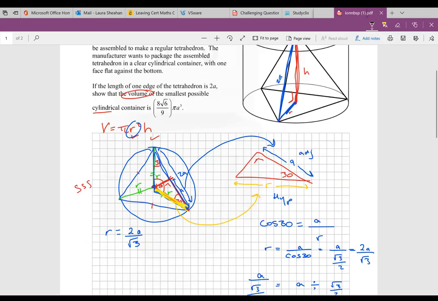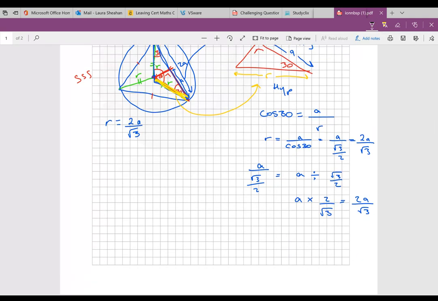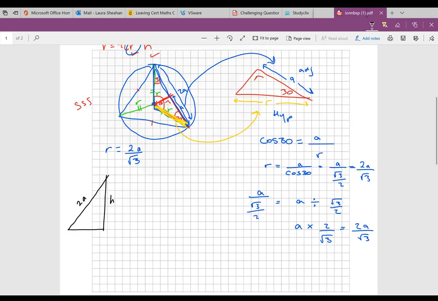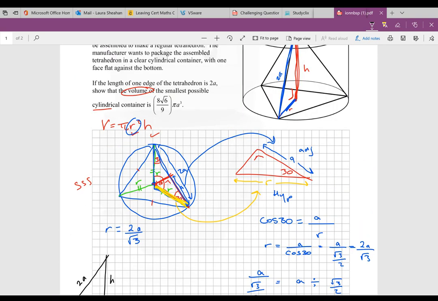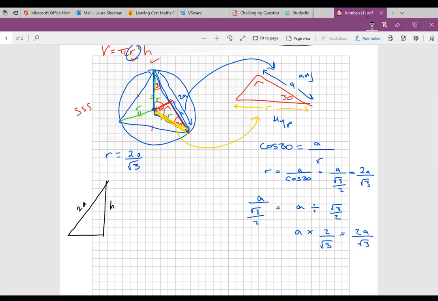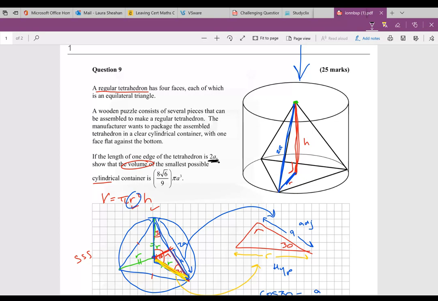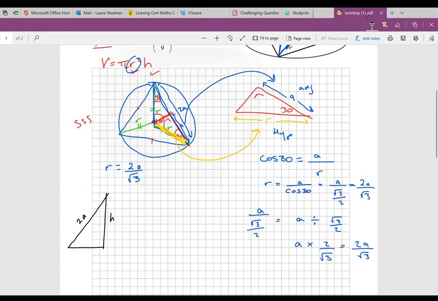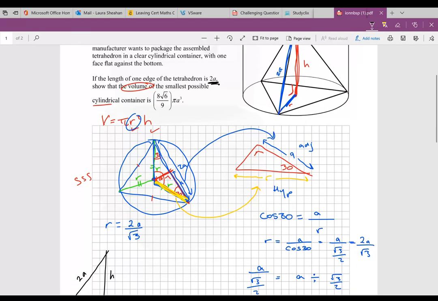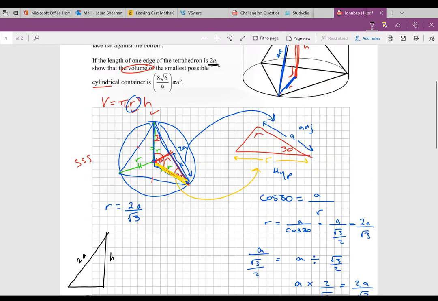I'm going to go for black now. So let's look at inside the 3D shape. I have a right angle triangle in which I have a height, a side length, which is 2A. You were told that one edge of the tetrahedron is 2A, but remember it's regular, so all of them have to be exactly the same. In any regular 2D or 3D shape, all of the sides are the same length. So 2A, and then this one would be my radius.